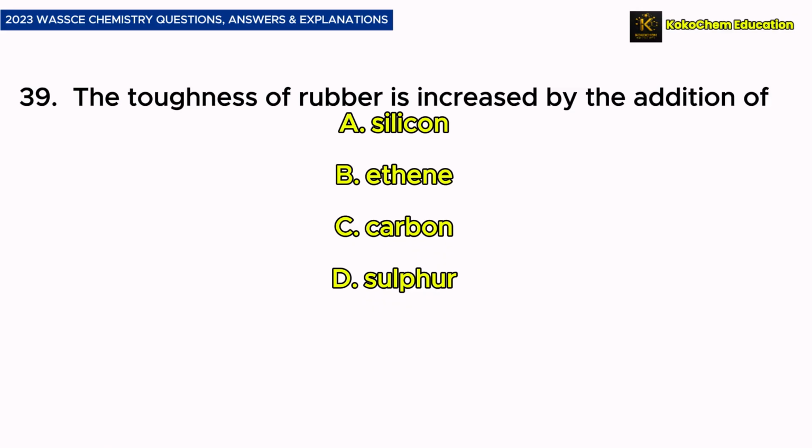The correct answer is D. Sulfur. Explanation. Sulfur increases rubber strength by forming cross links between polymer chains. This process is usually called vulcanization. So imagine sulfur as tiny bridges holding rubber together, so it stretches and bounces back without tearing.